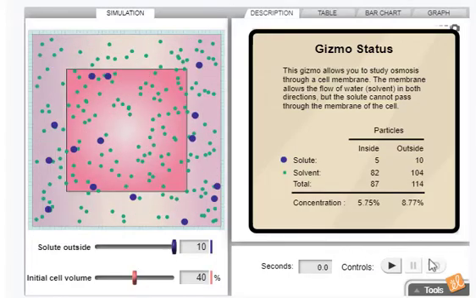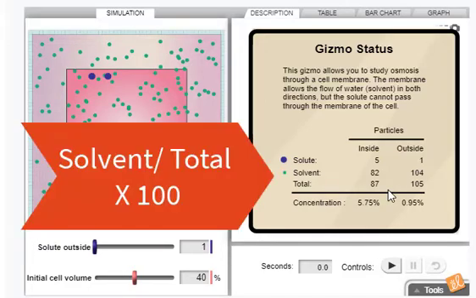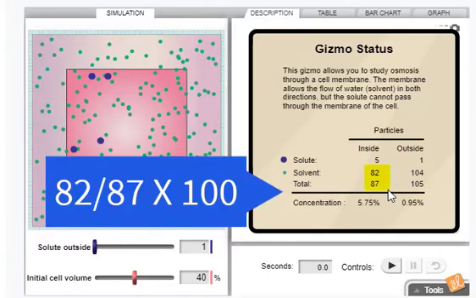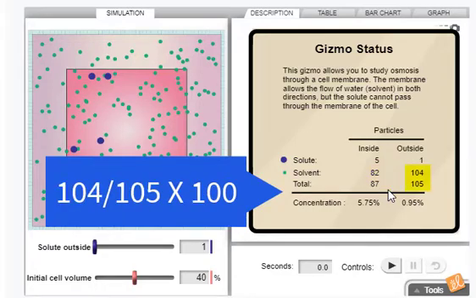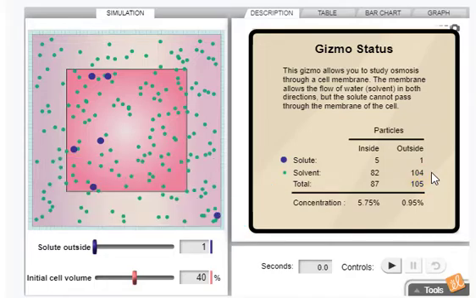We are going to reset. We're going to slide that solute bar all the way over to 1, and we're going to once again do our math. We're going to figure out the solvent concentration. So I'm going to do inside the cell first, 82 divided by 87 times 100. Solvent concentration outside the cell, 104 divided by 105 times 100. And then which one of these is higher?